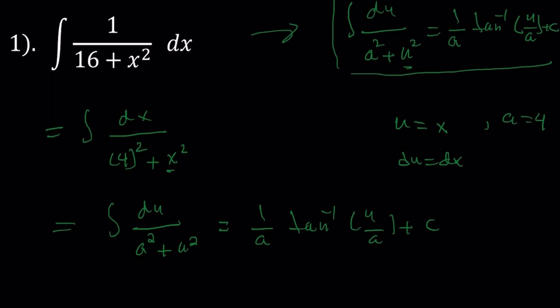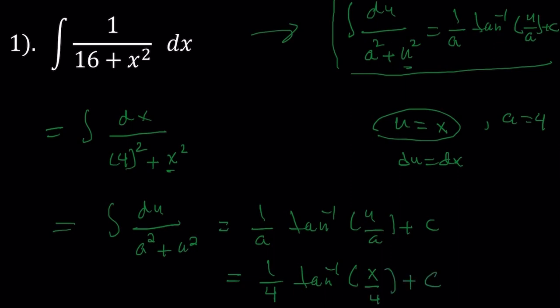Once we are done with that, you go back and do your final substitution. Remember, a is 4. 1 over 4 arctan of u. What's my u, guys? U is x. So u is x over a, which is 4, plus a constant. And we are done with problem 1. Let's go to 2.